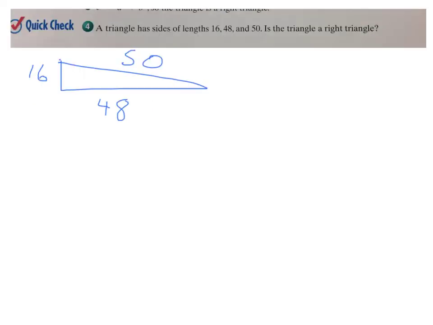Okay, quick check number 4 says 3 sides of a triangle are 16, 48, and 50. Is this a right triangle? Please pause the video while you try to figure this out. Well, once again, we're going to try to see if a squared plus b squared equals c squared. So I'm going to put a question mark above it because we don't know if it equals yet. That's what we're trying to figure out. If a squared plus b squared equals c squared, then it is a right triangle. If it doesn't equal, it's not a right triangle.